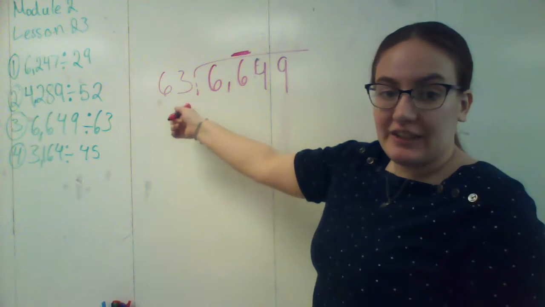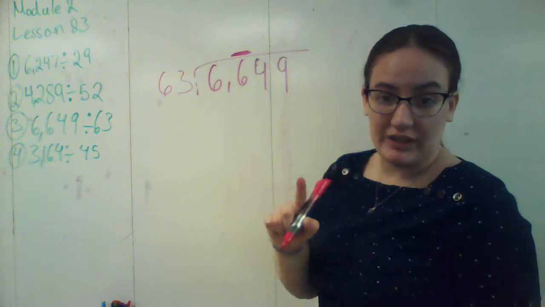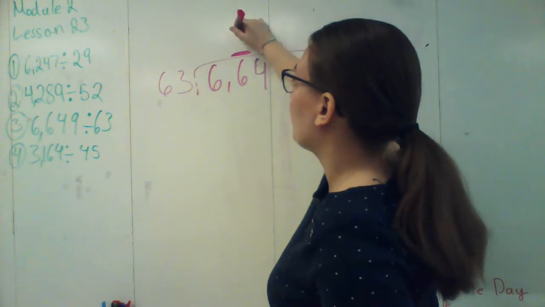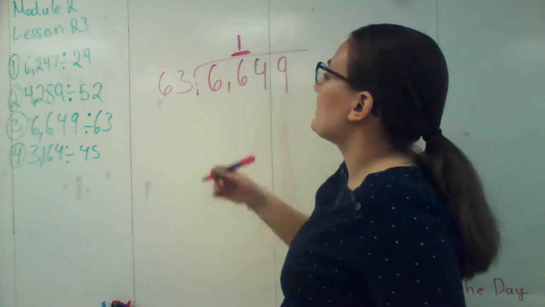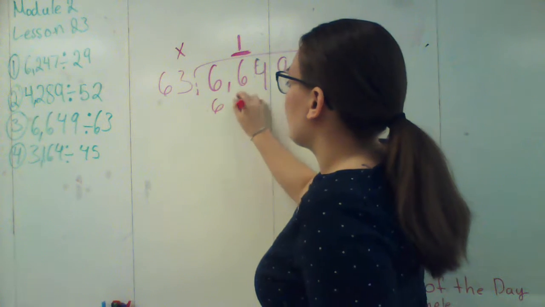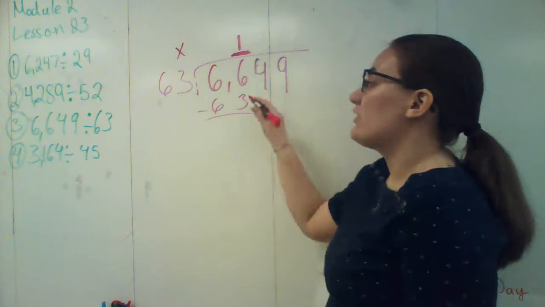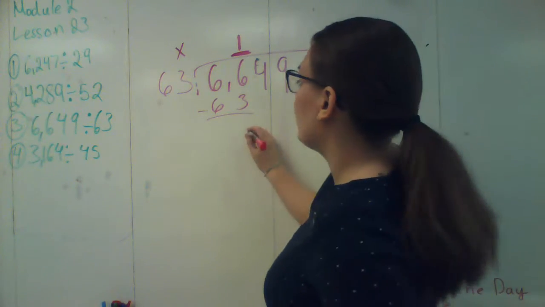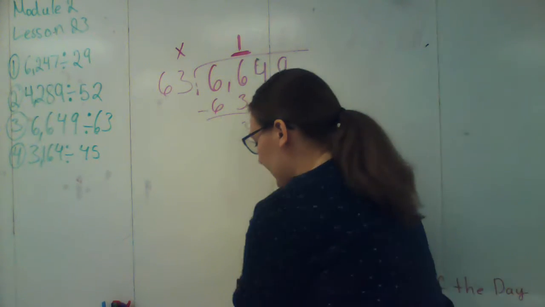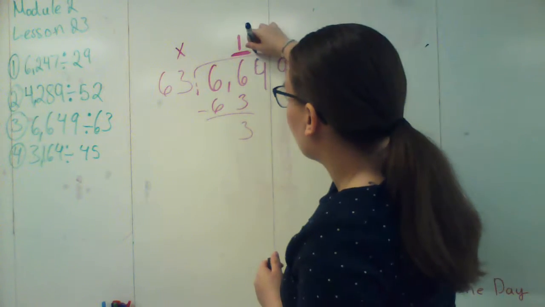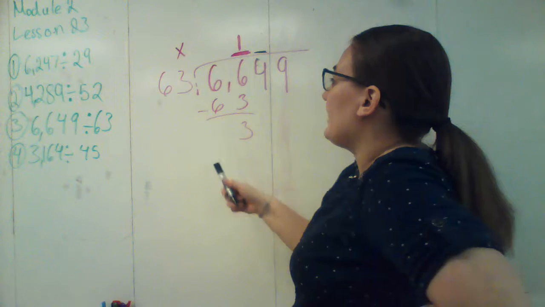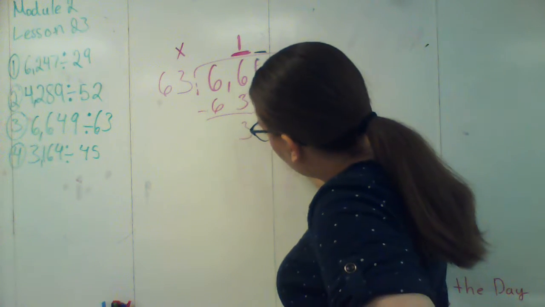All right, so I know that 63 can fit into 66 one time, because 63 times 1 is 63, and I know that the difference between those would make sense. So I'm going to put a 1 there, and then I'm going to do 63 times 1, which is 63. So 66 minus 63 is 3. And now I need to make sure that I bring down my next place value. So I'm going to put that right there to remind myself about that place value. And then I'm going to bring down that 4.